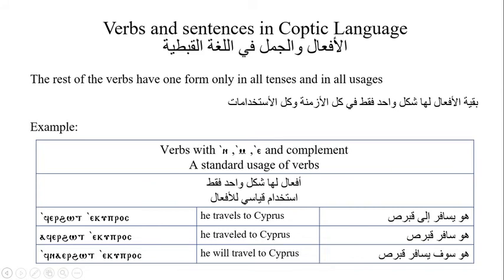He traveled to Cyprus. The verb remains the same. All what we have changed here, the pronoun if became af, and in future it became ifna. Ifna erhot a Kibros. It means he will travel to Cyprus.